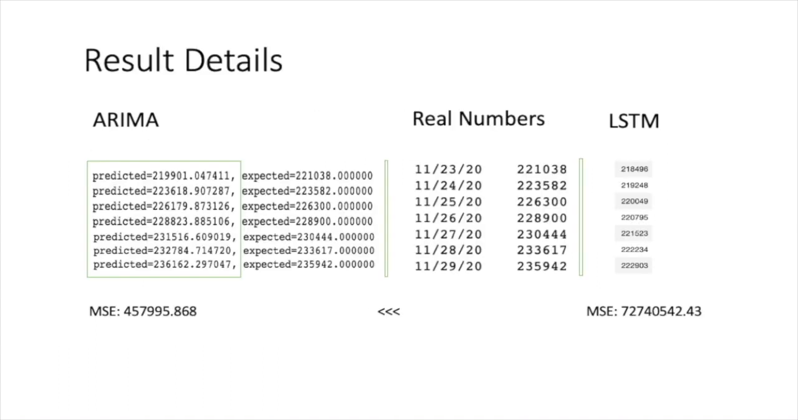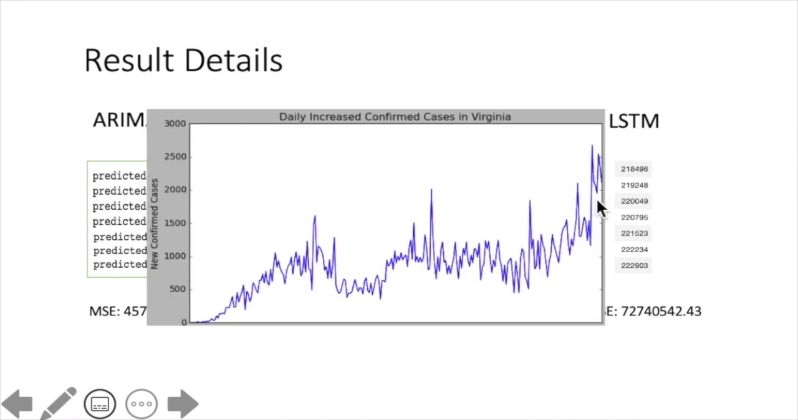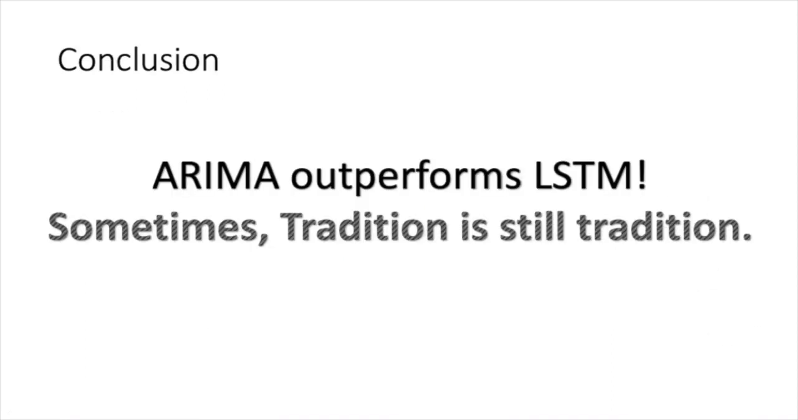As you can see, the result details are here presented. For ARIMA, the MSE is a lot smaller than the MSE of LSTM. So probably due to the large spike before November 23rd in the daily increased confirmed cases in Virginia, it affected my LSTM model a little bit. So ARIMA really outperforms LSTM. So sometimes tradition is still tradition.